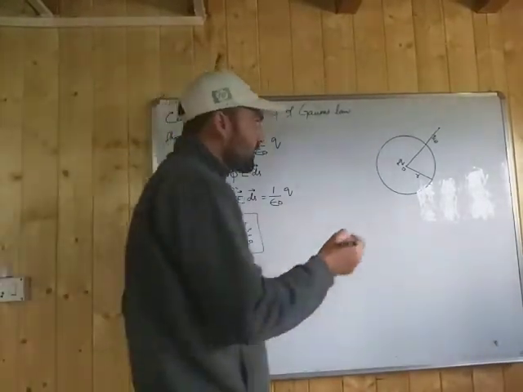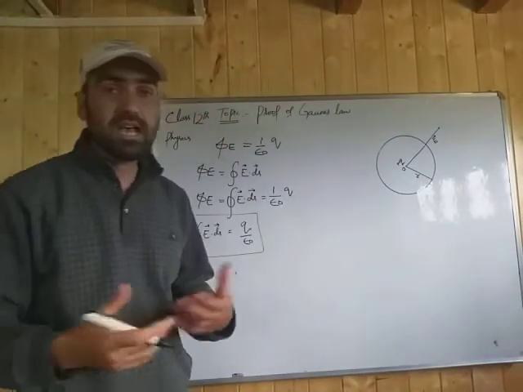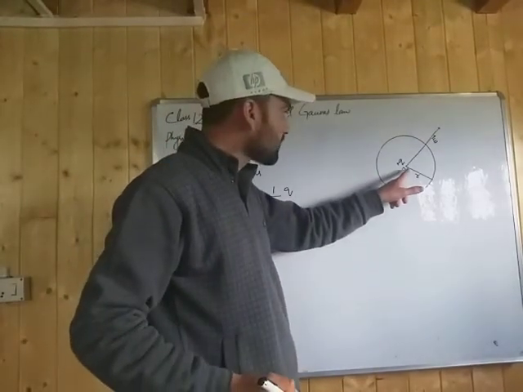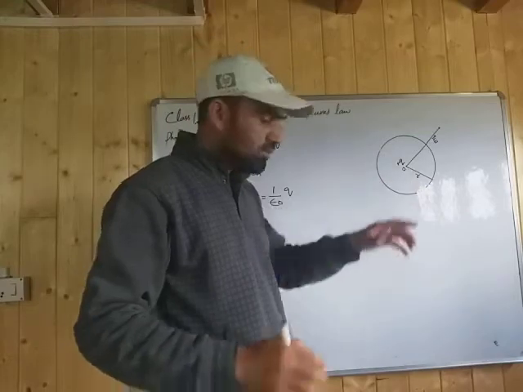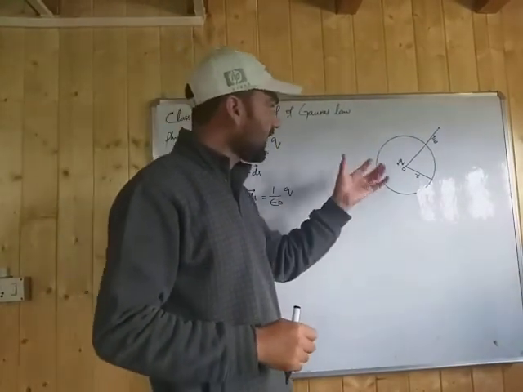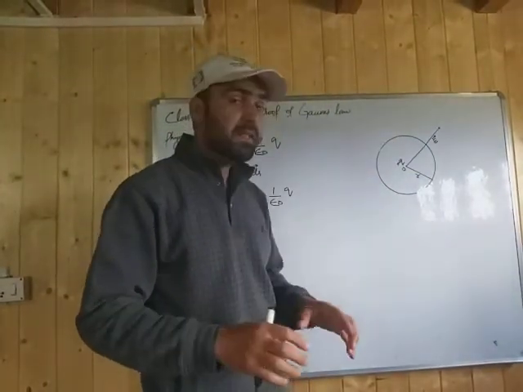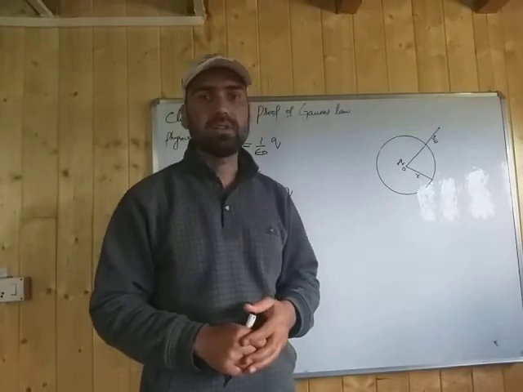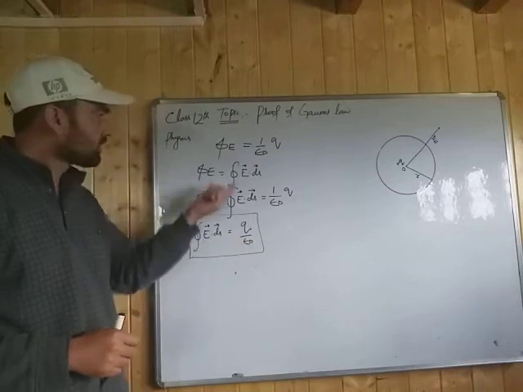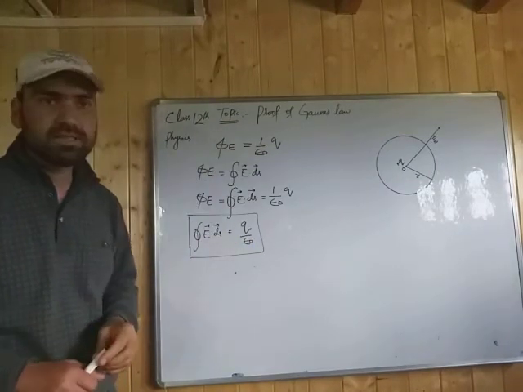Now we choose a small area element. But before that, you should know what we have to find here. If we have placed a point charge plus Q here, then from its electric field we have to find that the total electric flux that passes through this closed surface is equal to 1 over epsilon naught times the net charge enclosed by the surface.